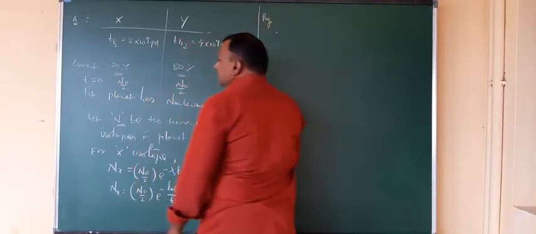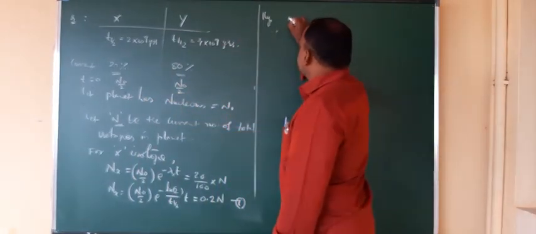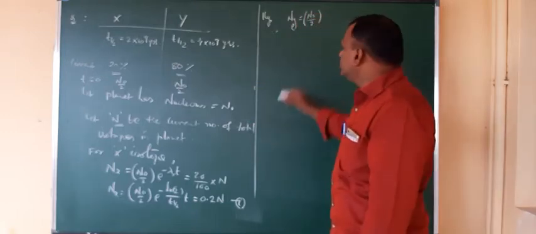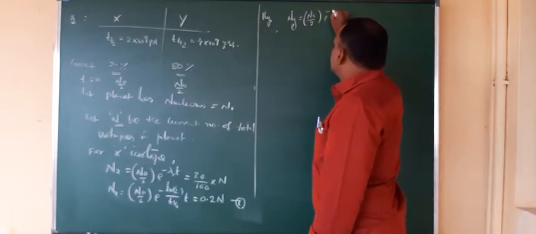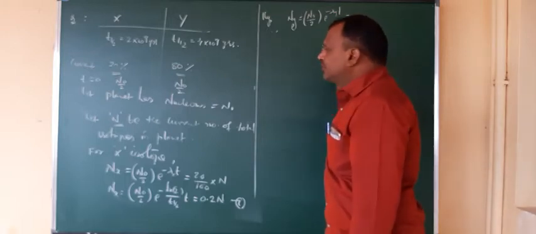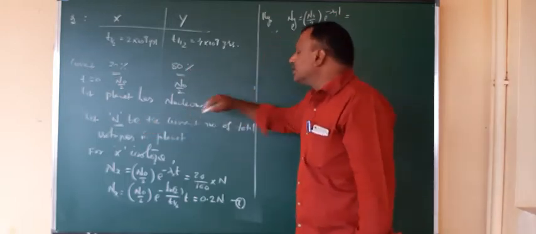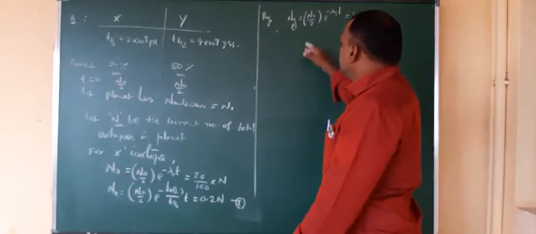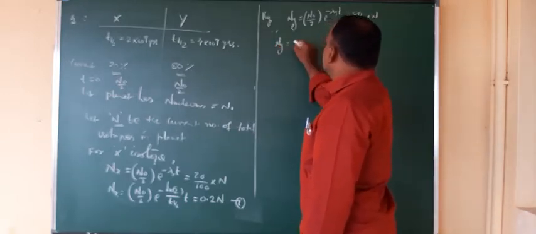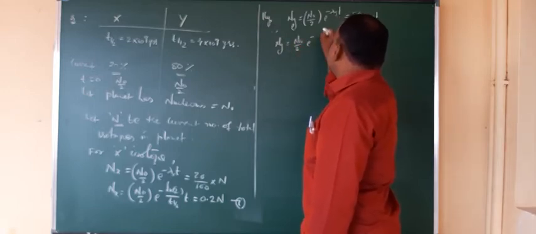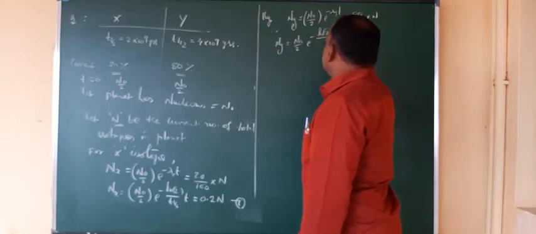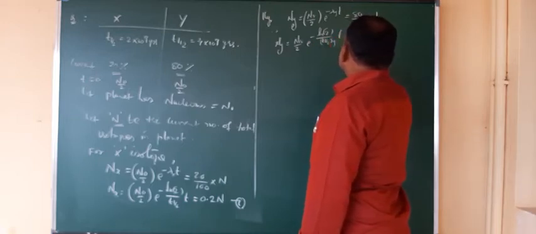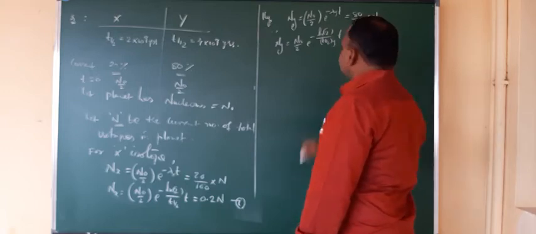Similarly, you can go for the second isotope. We can write Ny = (N0/2) e^(-λy t), which is equal to what percentage? 80% of the current total N, so 80/100 into N. Writing λy as ln2 upon T half y, we get (N0/2) e^(-ln2/T½y · t) = 0.8 N. Make it the second equation.